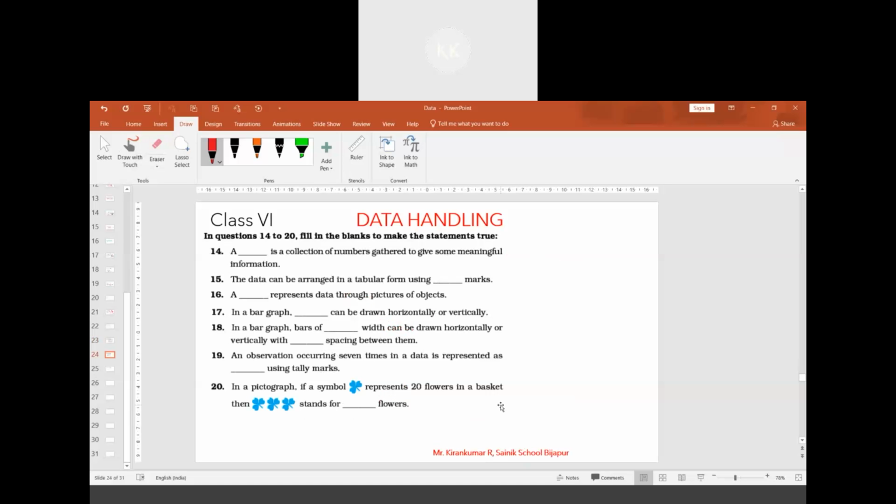Next we have the questions which are fill in the blank type. Question number 14 to question number 21 are fill in the blank type. Let us discuss this fill in the blanks now. 14th one: A dash is the collection of numbers gathered to give some meaningful information. Data. It has to be data. Data is the collection of numbers gathered to give meaningful information.